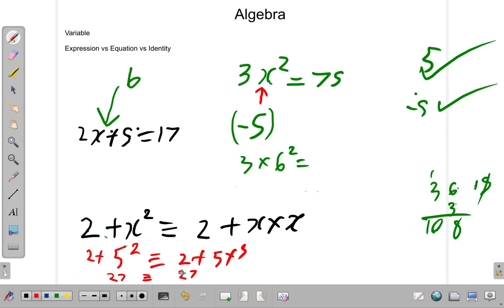Alright? But anyway, for now, we'll deal mostly with expression and equation. Those are a lot more popular than identities.